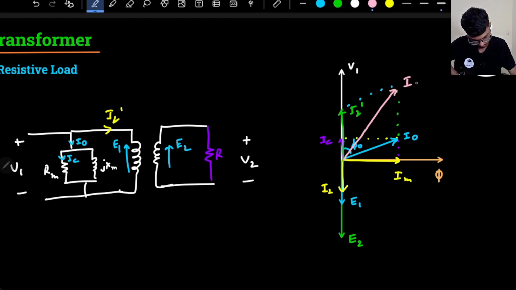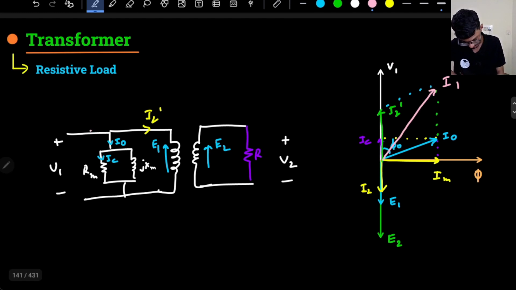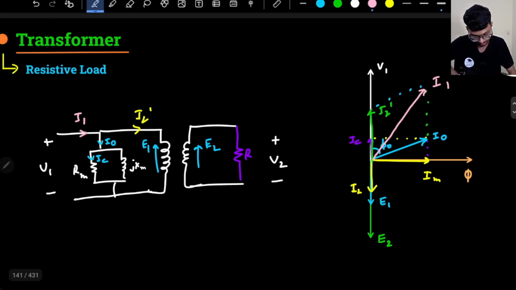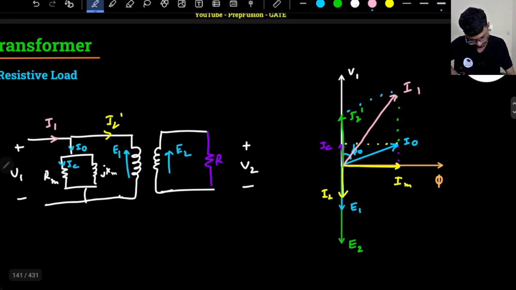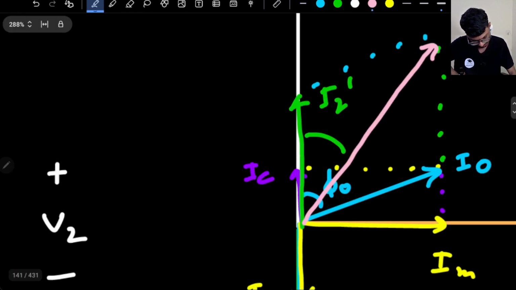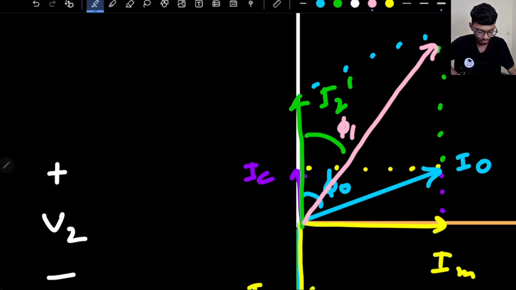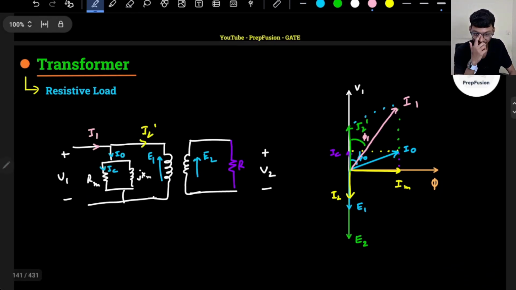It will be here, that is the I1 current, right? So I1 current is here. It is the summation of I2 dash and I0. So I1 current is here, so this is the phase angle between V1 and I1, that is phi 1. So that's how you draw the phasor diagram. So you don't actually show the winding resistance drop, okay? Else it will become very hectic.